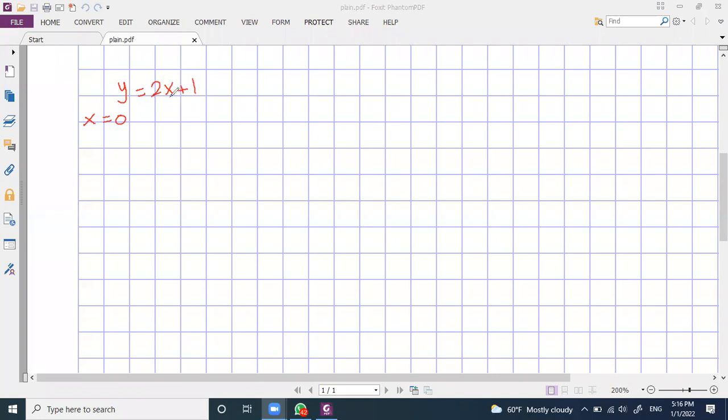You will substitute x equals 0 in the equation. So y will be equal to 2 times 0 plus 1. So y equals 1. So the first ordered pair I have is 0 and 1.